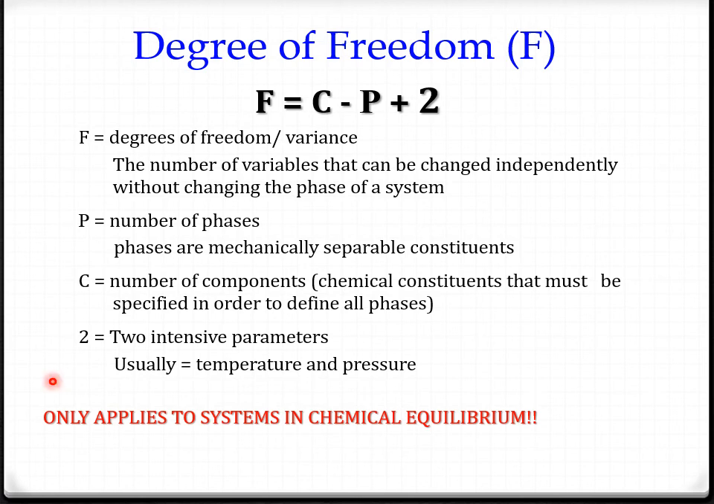In understanding the phase rule, there is a relationship between variance or degree of freedom, the number of components, and the number of phases at equilibrium for a system of any composition. So what is degree of freedom? It is the number of variables that can be changed independently without changing the phase of a system. We can calculate the degree of freedom with the formula F = C - P + 2. The 2 here indicates two intensive parameters, which we usually consider to be temperature and pressure. Understood, this degree of freedom formula only applies to systems in chemical equilibrium.